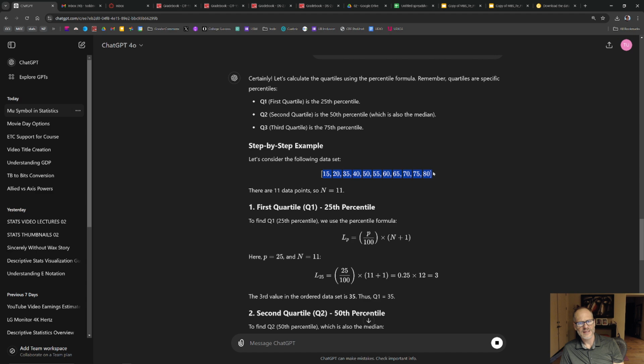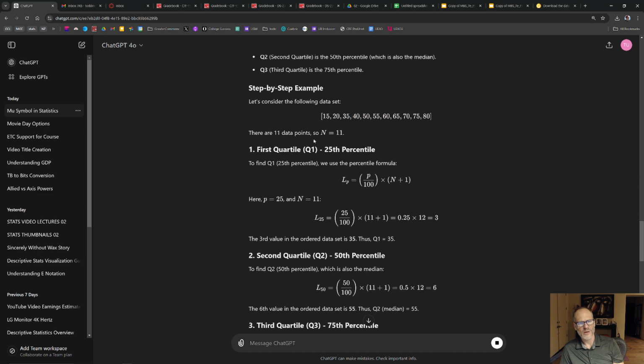So here's a data set, a made up new data set. They're 11 data points, so n is equal to 11. And so here the 25th percentile is going to be 25 over 100 times 11 plus 1, that's 12. That's going to be 3. And so the third point will be here, 35, right? So that's Q1 is 35.